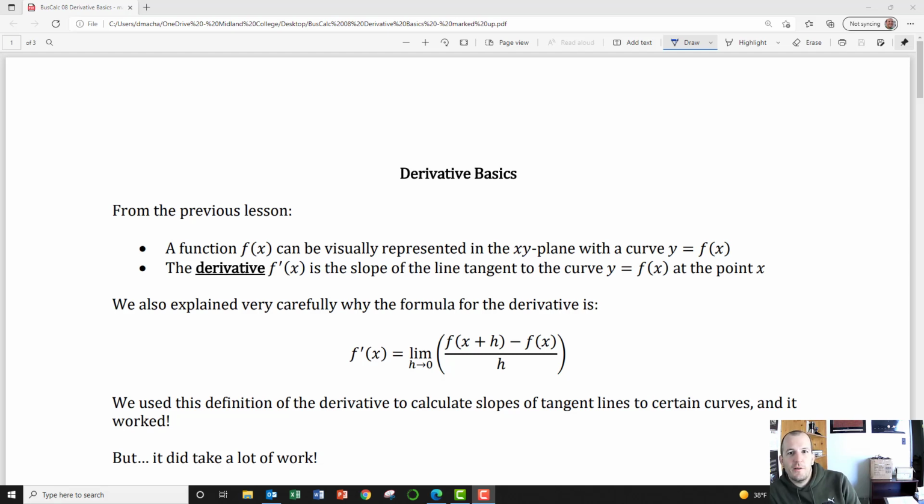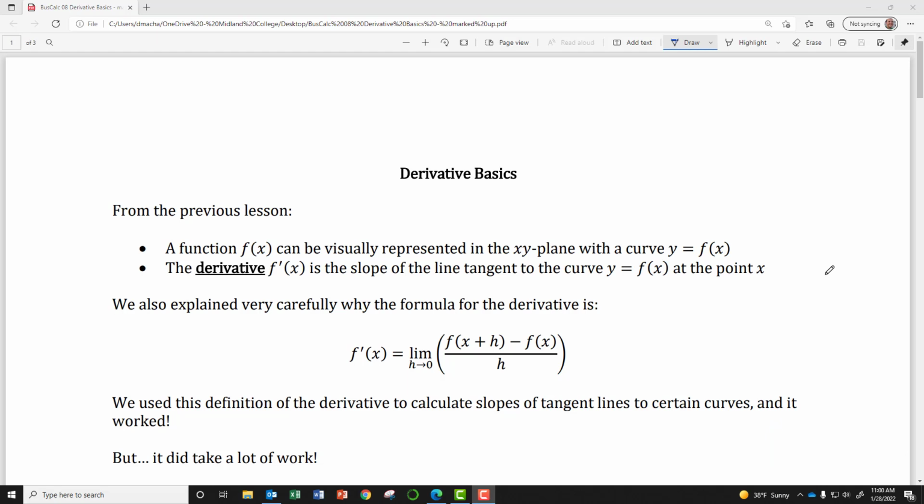Hi everyone. So in this video we are talking about some of the derivative basics, and I forget what section of the textbook we're in, but I think we are now in section 11.5 of your textbook, and we'll start off by recapping the last video, or what we learned in previous lessons.